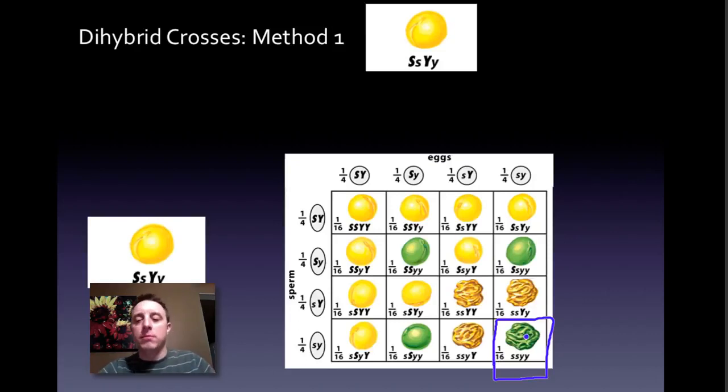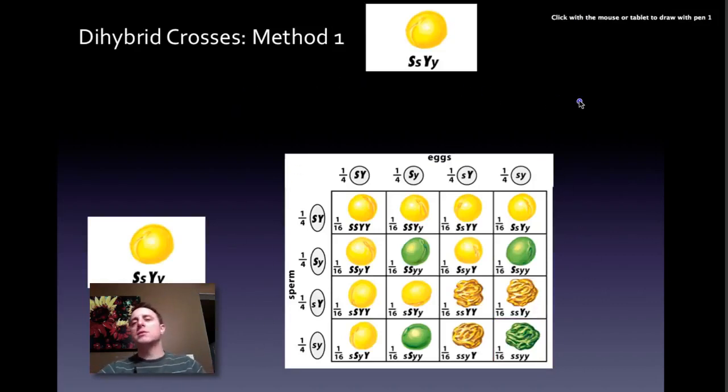But remember, it's not like there's one pea out of 16. It's one plant out of every 16 that has that shape and color of peas. But remember, these are just predictions, so we shouldn't be surprised if we get something a little bit off of that.